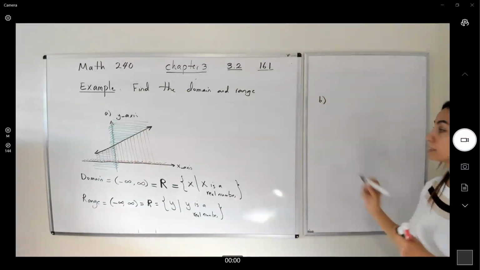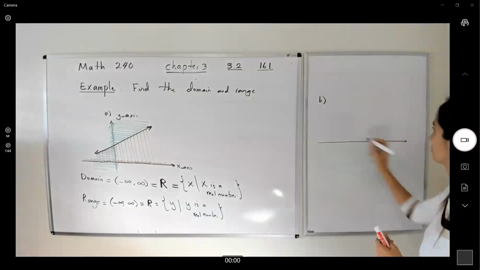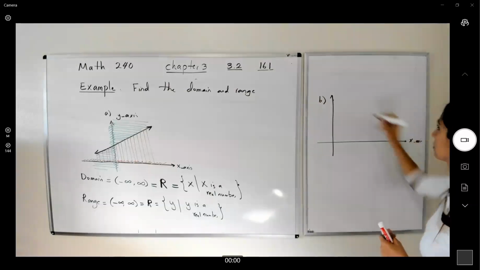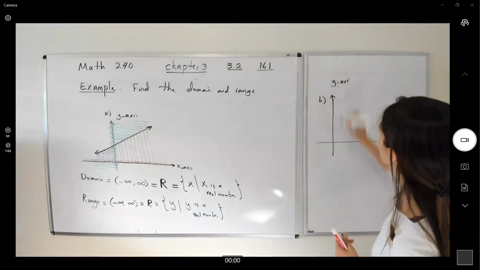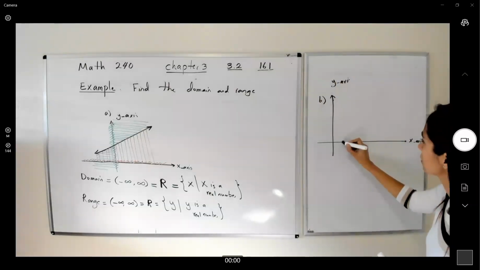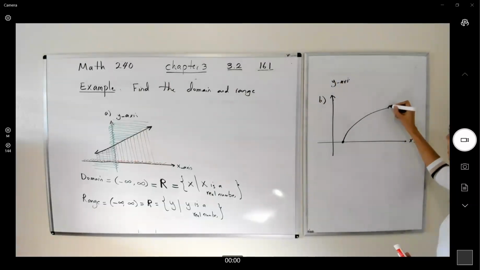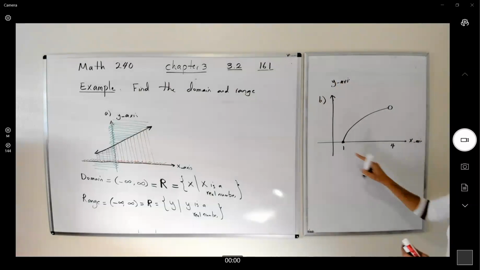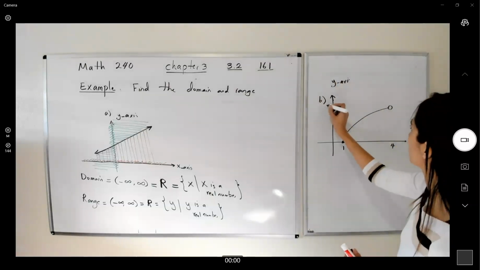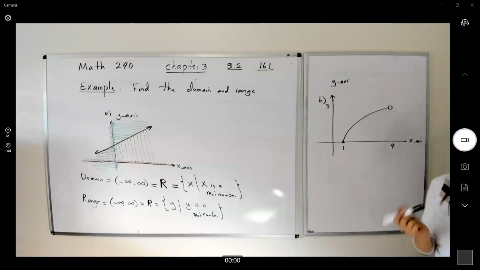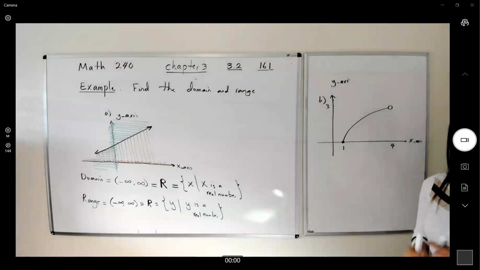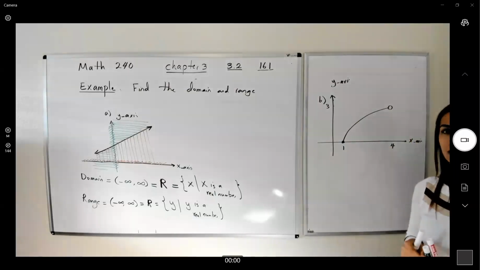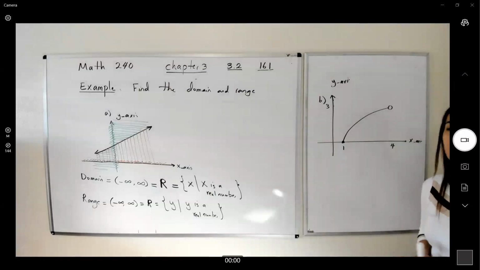Suppose this graph is given. X-axis, y-axis. So suppose this graph is given like this. And this is 1, and this is 1 and 1, and at 4. Suppose this is 3. What's the domain of this function here? Note that this passes vertical line test, so for sure you can say that it is a function.